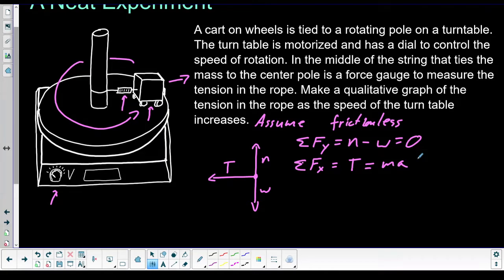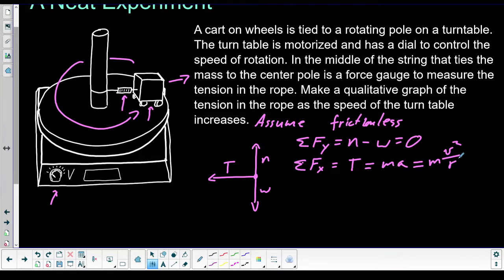Newton's second law. And because this is going in uniform circular motion, it's going to be spinning. We've set the velocity to some constant number here, and the radius is constant. This is uniform circular motion. So we also get to set this equal to mv squared over r.